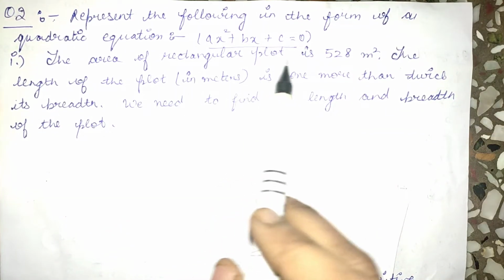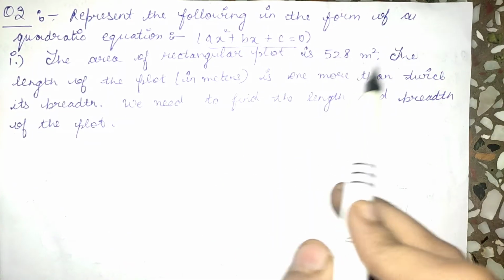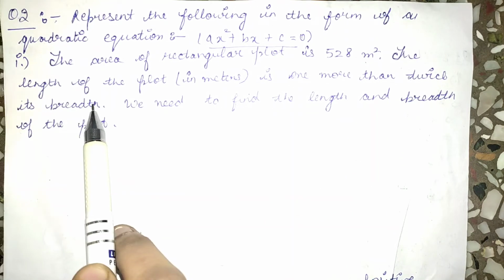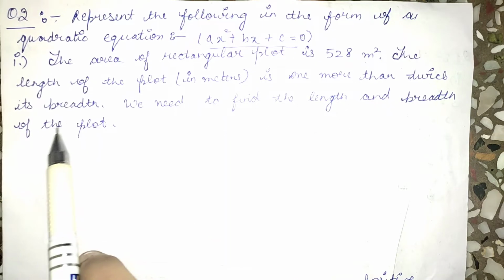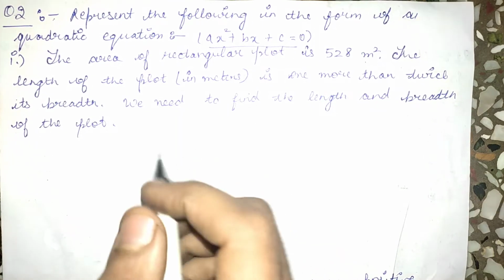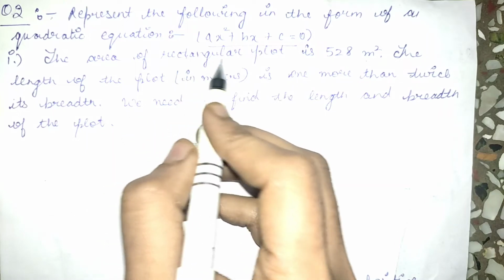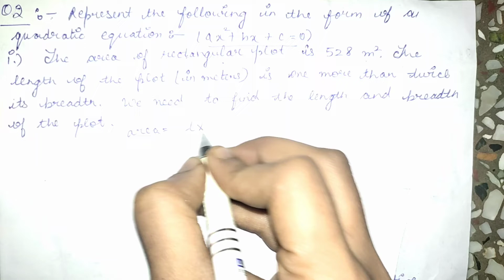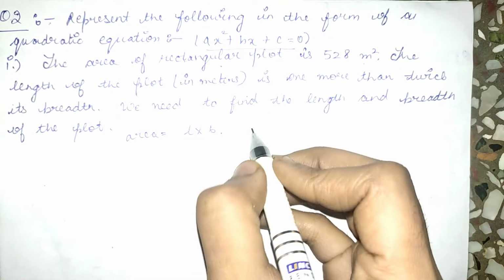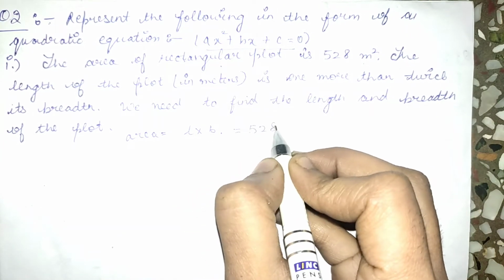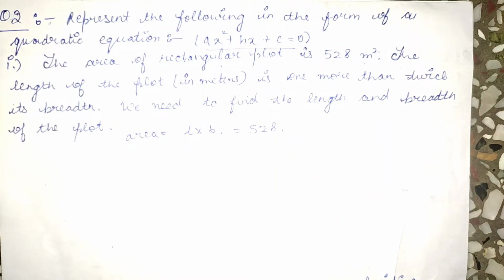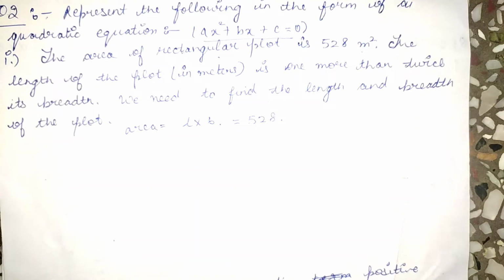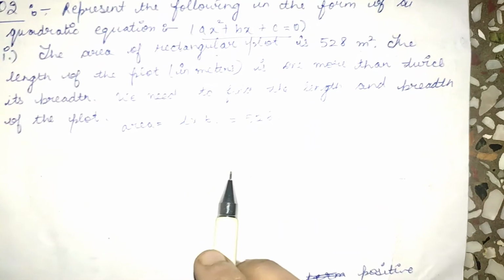So the area of a rectangular plot is 528 meters square. The length of the plot is 1 more than twice its breadth. We need to find the length and breadth of the plot. Okay, so we know that the area of a rectangular plot is length into breadth, right, which is given to be equal to 528 meter square. So according to the given condition, the length of the plot is 1 more than twice its breadth, right?